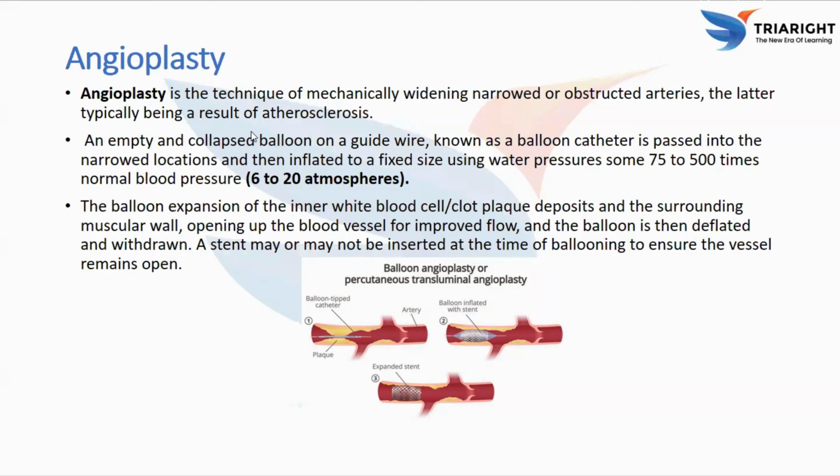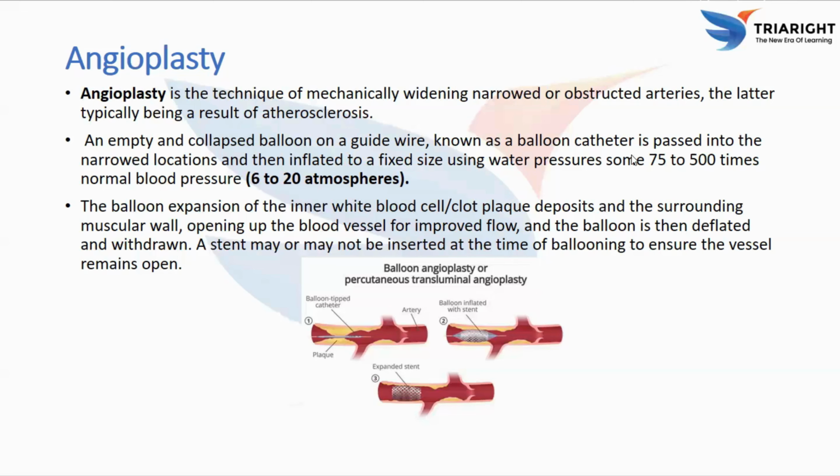So why do arteries become narrowed? Because of the formation of plaque. With the formation of plaque, there is a buildup of fat, cholesterol, and also inflammatory cells. Over time, this plaque narrows the artery and reduces the blood flow. If the blood flow is reduced, it results in chest pain, heart attack, and limb ischemia. So angioplasty is like flattening a dent in a pipe to restore the flow.